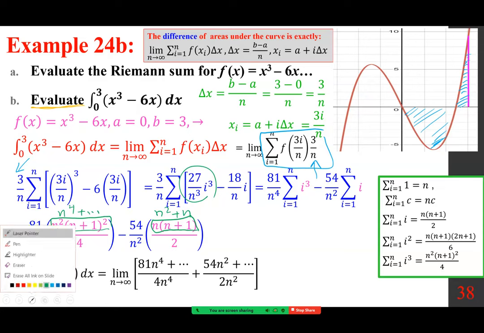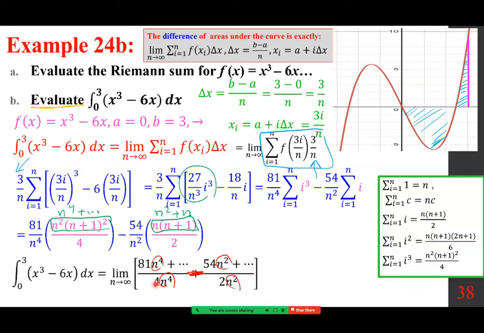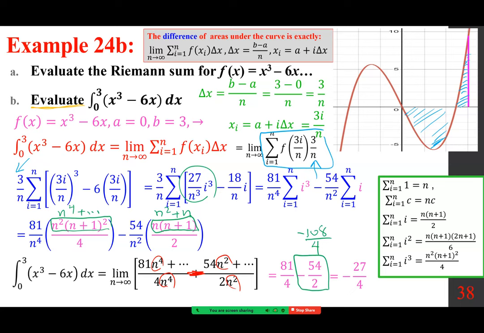This is what we have. So that's a negative sign. The highest degree term is n to the power of 4 for the top and the bottom. So the answer is 81 over 4, minus, with the highest degree term for the top and the bottom being n squared, 54 halves. And when you do the math, you end up with negative 27 over 4, because this one is minus 108 over 4. So 81 minus 108, which is minus 27. So as you can see, we can do it by the Riemann sum.